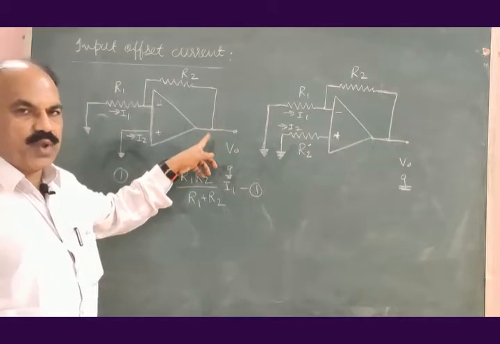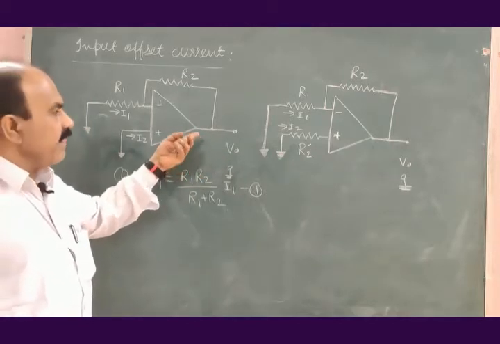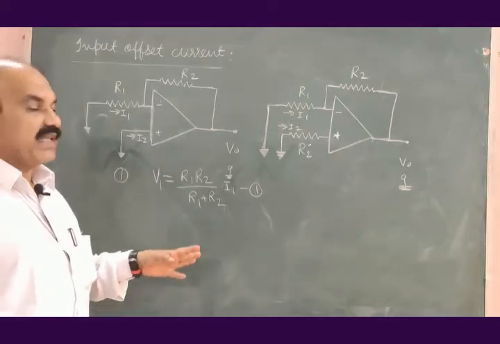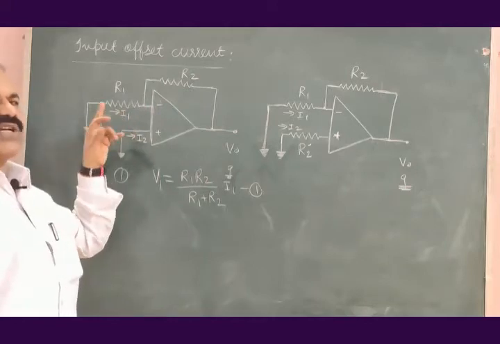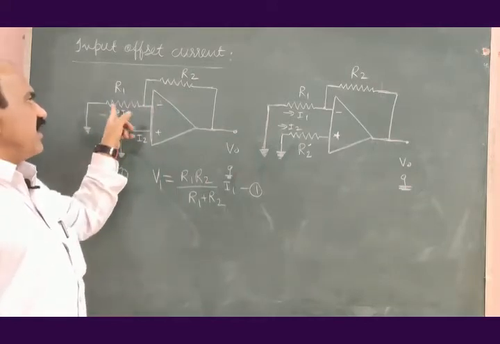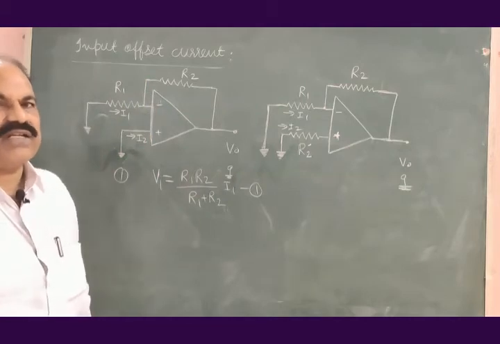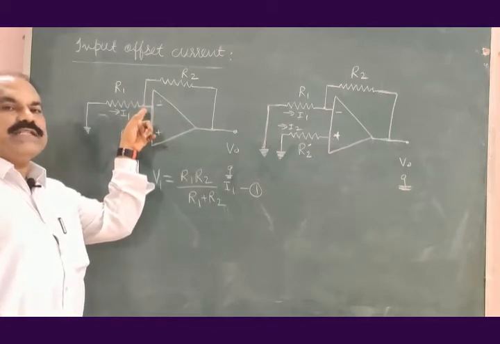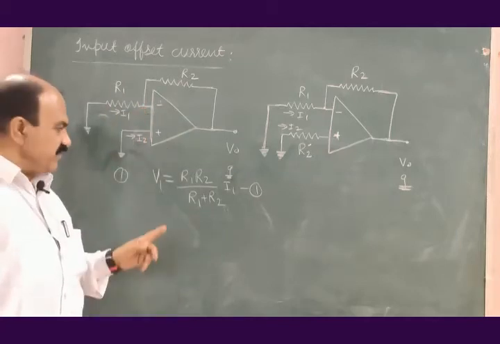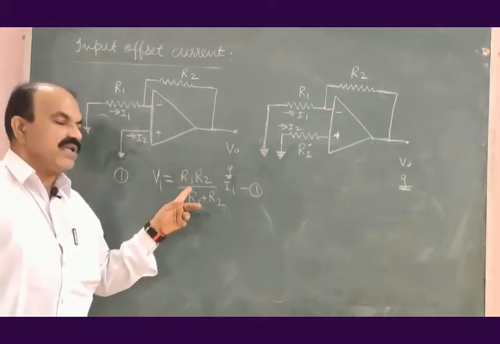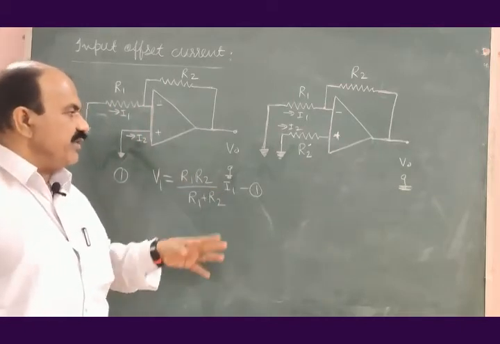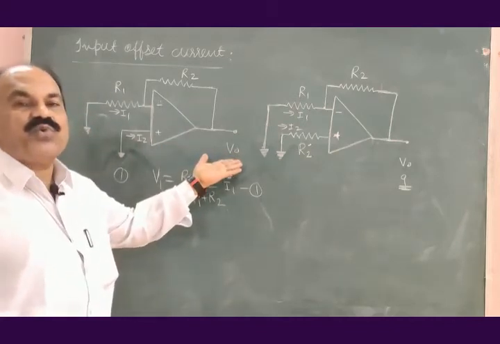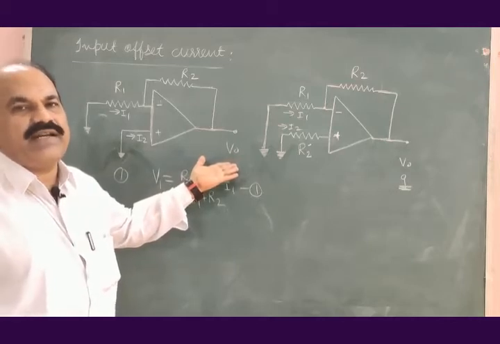As output impedance of the operational amplifier is very small, the output terminal is as good as at ground, and therefore this R2 comes in parallel with this R1. Current I1 now is flowing through the parallel combination of R1 and R2, developing voltage V1 at the inverting input terminal, which is given by V1 is equal to R1 R2 divided by R1 plus R2 into I1, and therefore non-zero output voltage is found at the output.